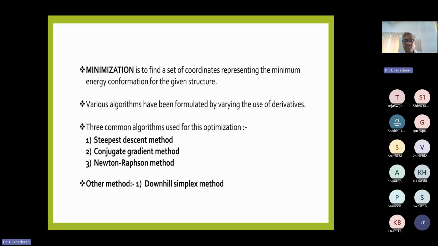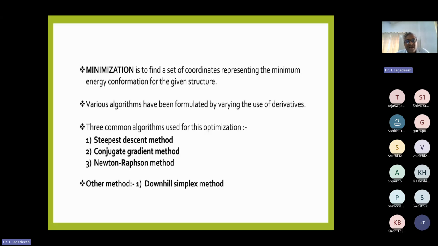Various algorithms have been formulated by varying use of the derivatives. Some algorithms are based on first order derivatives, and some algorithms and software are based on second order derivatives. First order derivative means the change in the structure, that is, the atoms' bond angles and bond lengths, changing the energy, that is delta. And then we go to second order: changes in this, and how much change we are going to have further. That is second order, third order. So the various algorithms and software tools have different techniques.